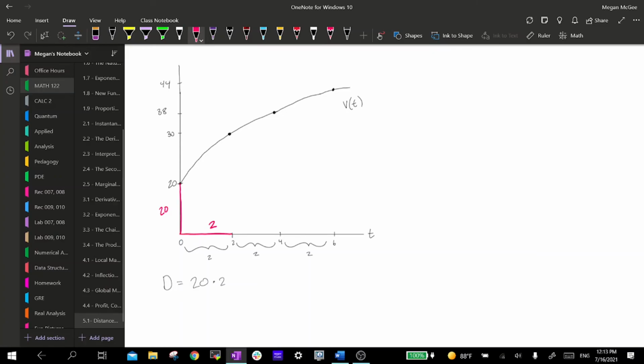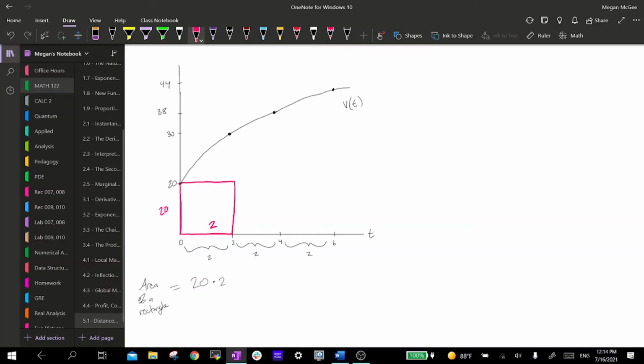If you think geometrically, think of shapes. Does this give us the area of a rectangle? Well, let's go ahead and draw the rest of our rectangle. There you go. 2 times 20 gives us the area of a rectangle.